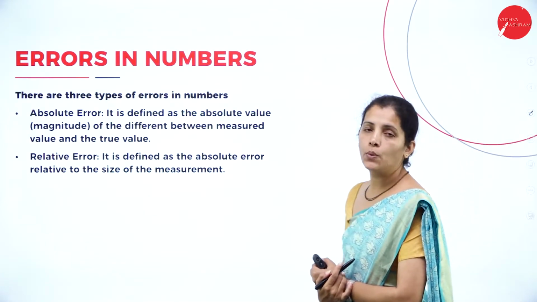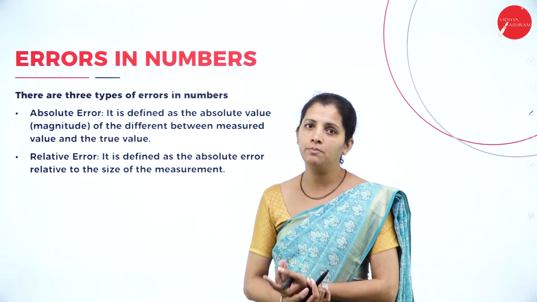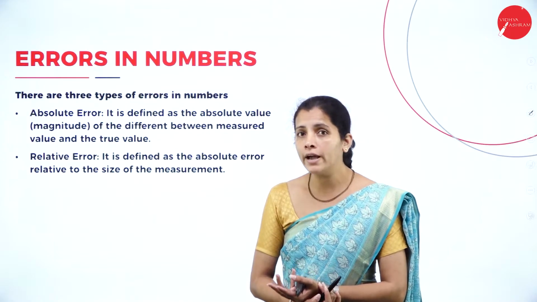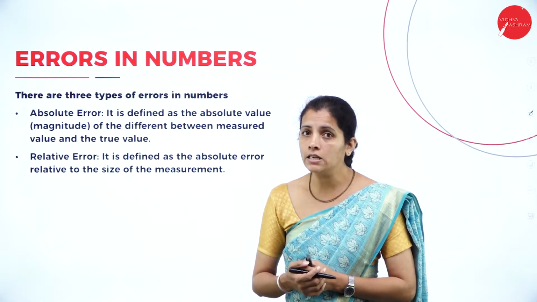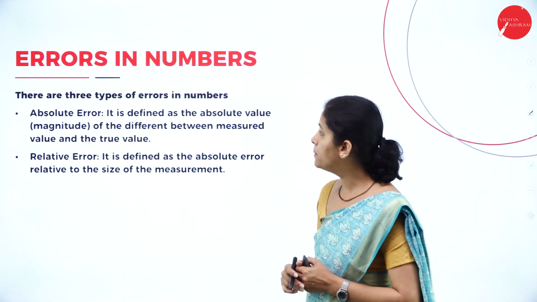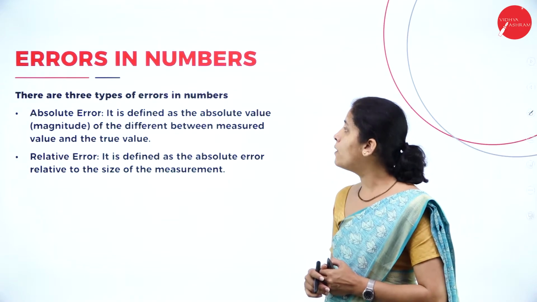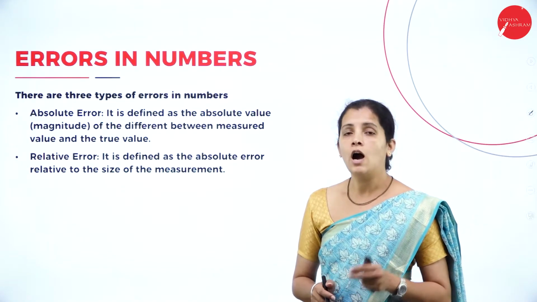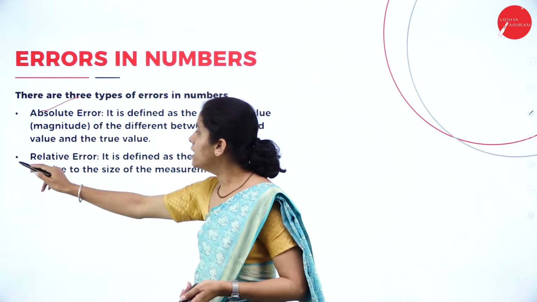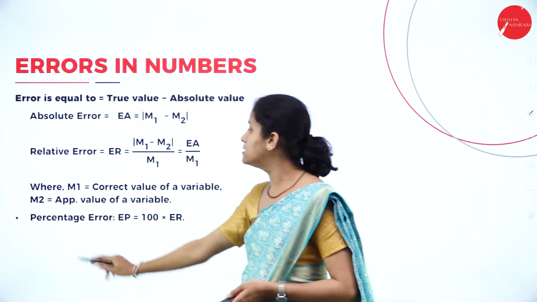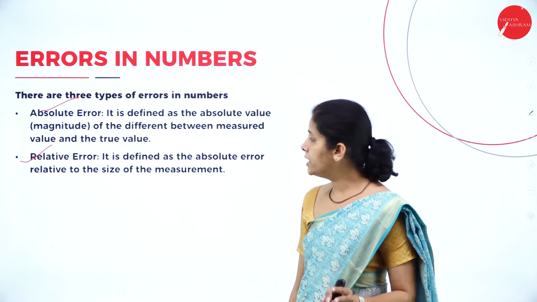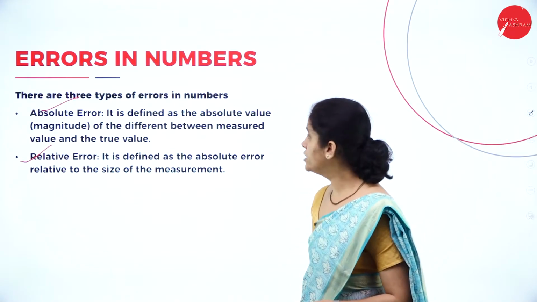Now, errors in numbers. So, dear student, when I perform addition, subtraction, multiplication or division, I may get errors. What kind of errors, and how to handle them? All those things we are going to study under errors in numbers. There are 3 types of errors in numbers: absolute error, relative error and percentage error.